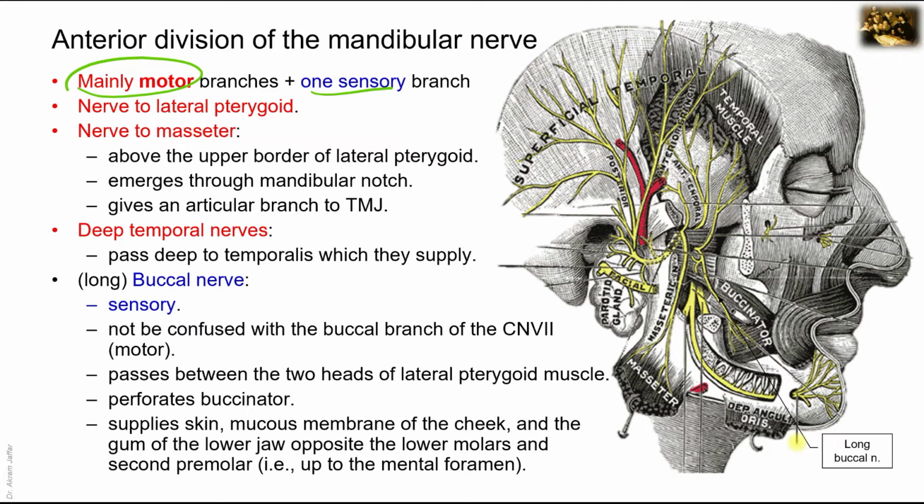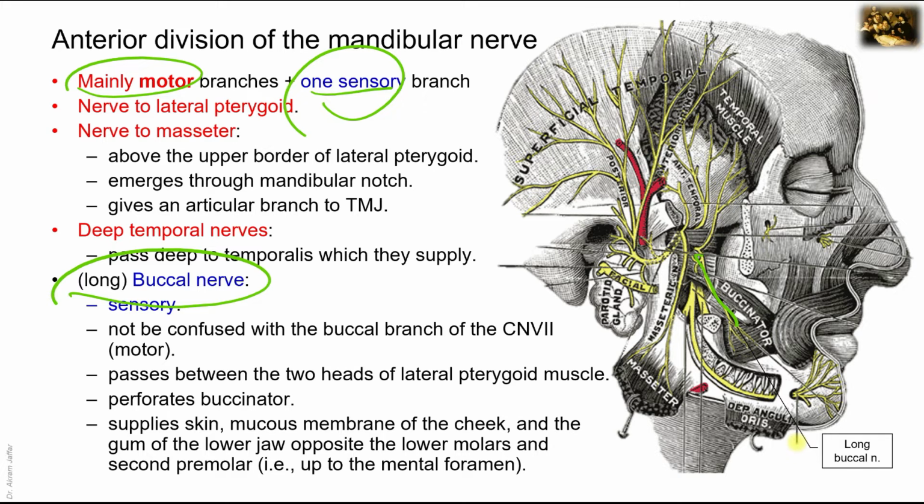the main trunk. The one sensory branch is called the buccal nerve, or the long buccal nerve, to differentiate it from the buccal branch of the facial nerve that supplies the muscles of facial expression. It's motor to the muscles of facial expression. This long buccal nerve is sensory, and it is a branch of the anterior division of the mandibular nerve. It is characterized by the fact that it arises between the two heads of the lateral pterygoid muscle.